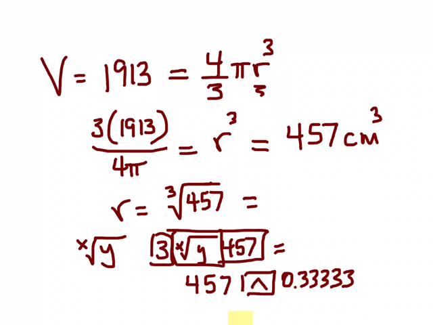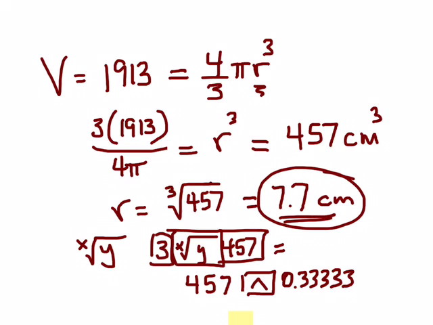I get 7.70, and now the original question had 2 significant digits in the numbers, so I'm just going to call this 7.7 centimeters is the radius. If you want to double check that, just take 7.7 times 7.7 times 7.7. You should get an answer pretty close to 457, because 7.7 is the cube root of that number.